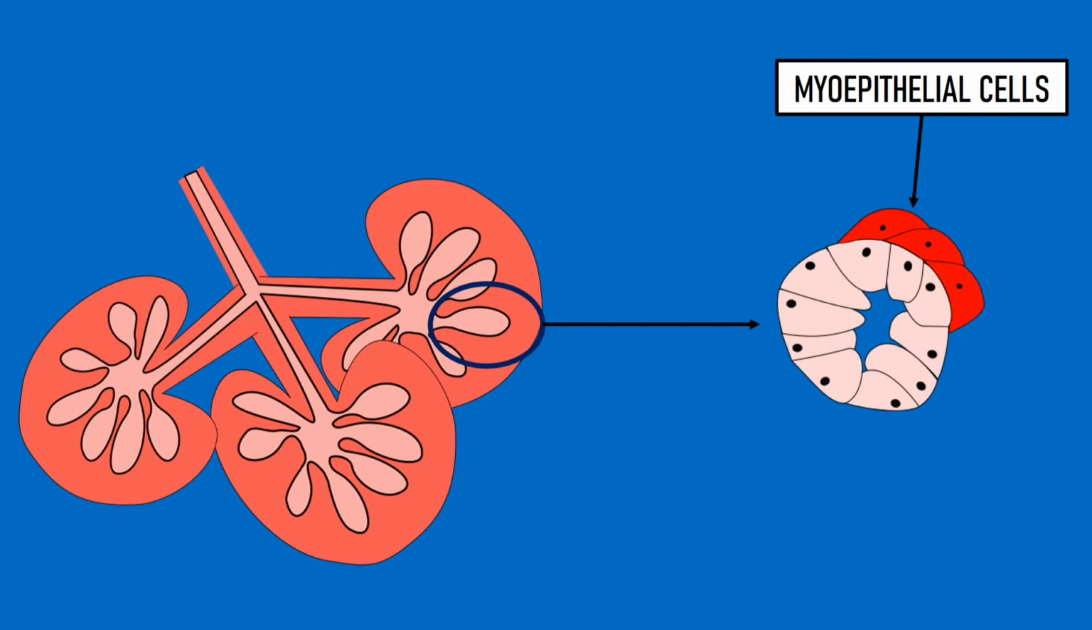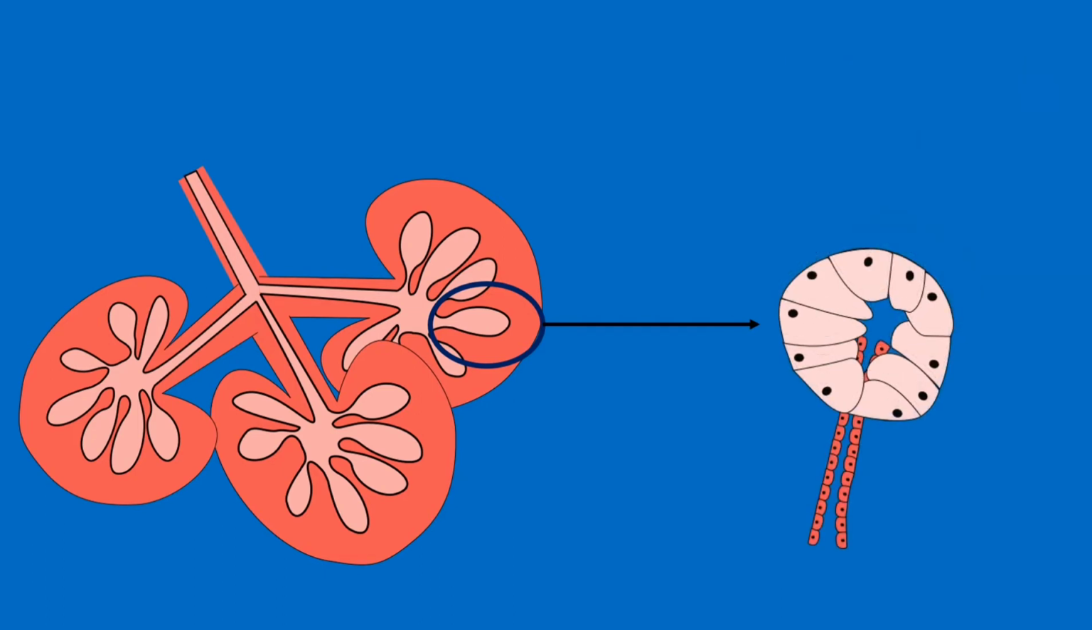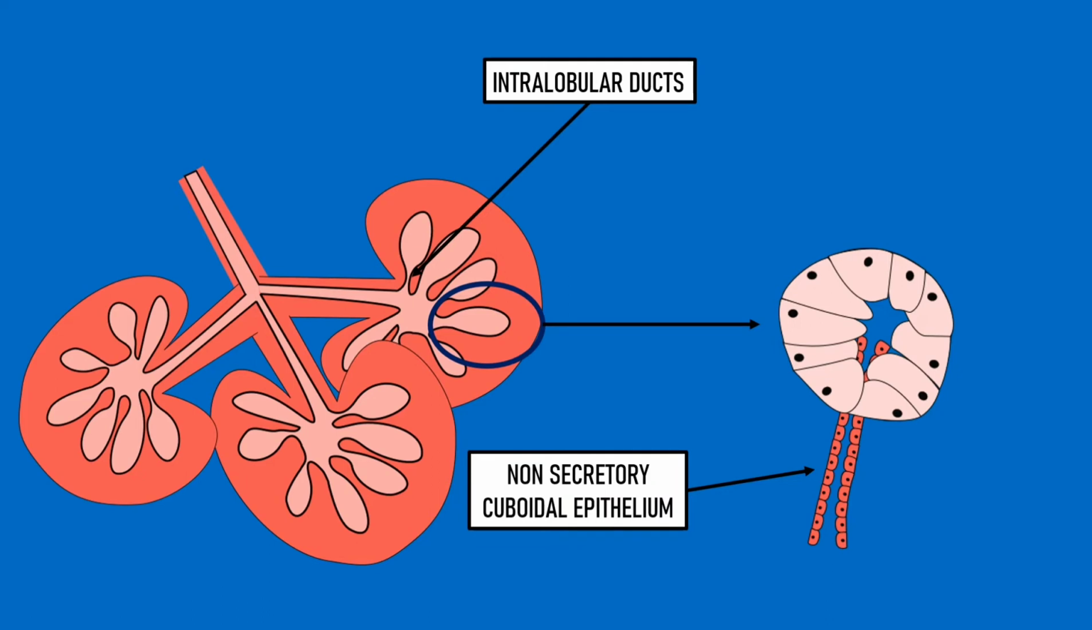The central lumens of these units converge to form intralobular ducts. The epithelium lining these ducts is cuboidal epithelium and it is non-secretory. These intralobular ducts join to form interlobular ducts, which then drain into approximately 8 to 10 excretory ducts that pour their secretions into the supralateral fornix.